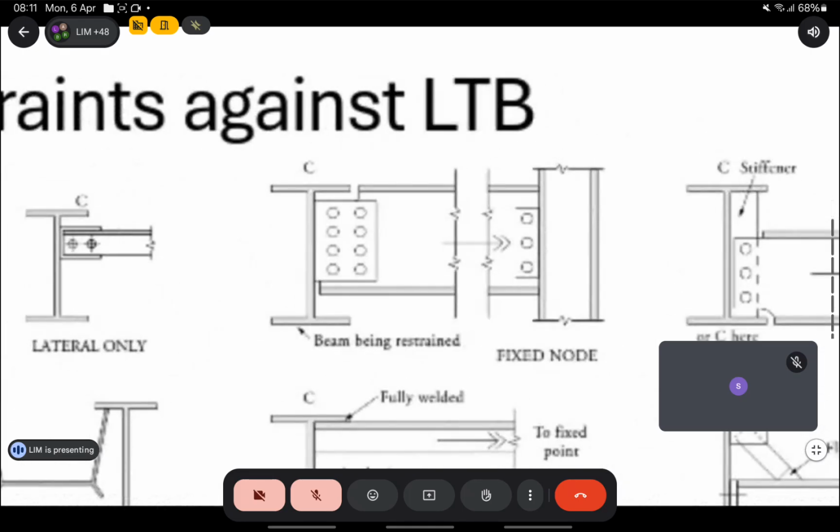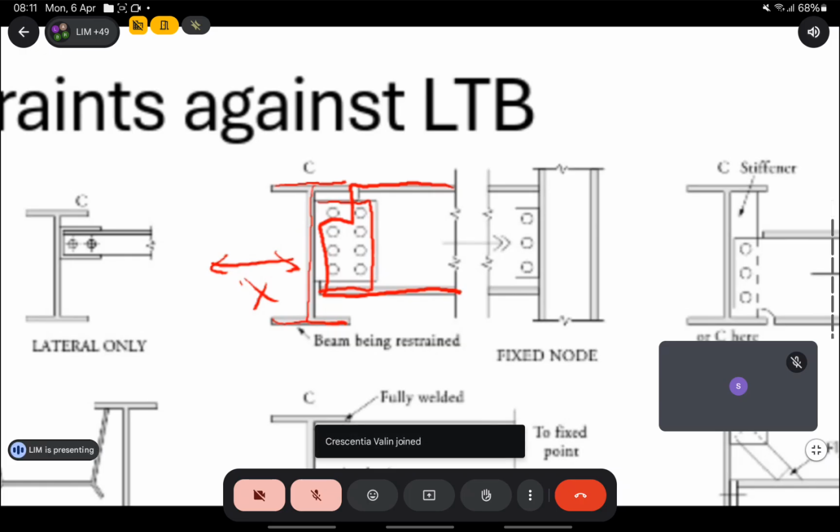So for example, back to this one. This is a full LTB restraint. You can see if your beam has another beam connected to it on the side, then this beam cannot move laterally. The compression flange also cannot rotate because there's this plate that stops it from rotating. So in this case, this is what you call a full LTB restraint.